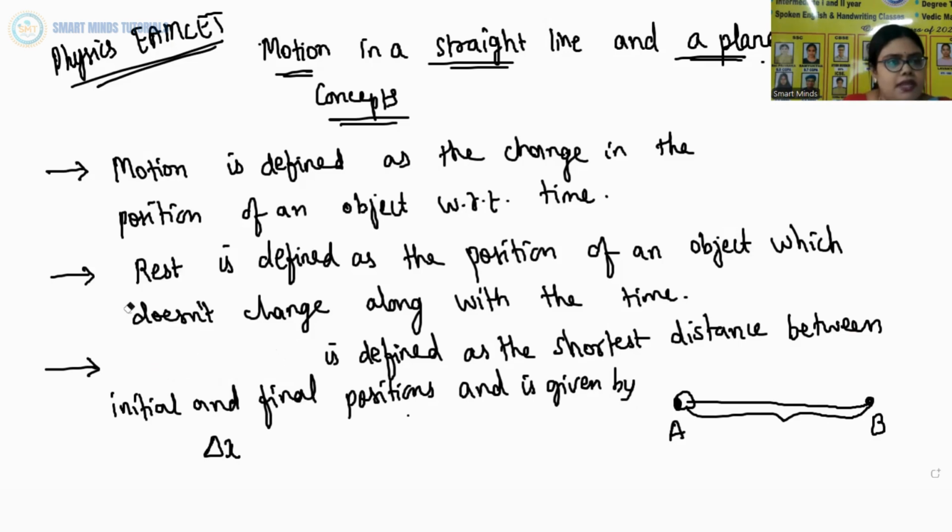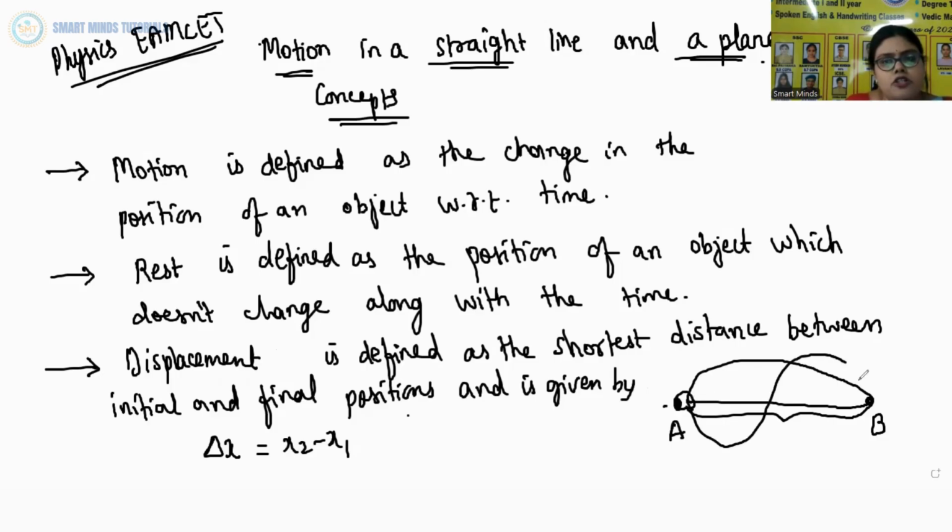See, by mistake I gave you the definition for displacement. Delta x is equal to x2 minus x1. So this distance is called path length, but the shortest distance, like I can move from A to B in any direction. Like this also I can go. Like this also I can go. Anyway I can go, but the shortest distance is called displacement. And the path traveled or distance traveled is called path length.